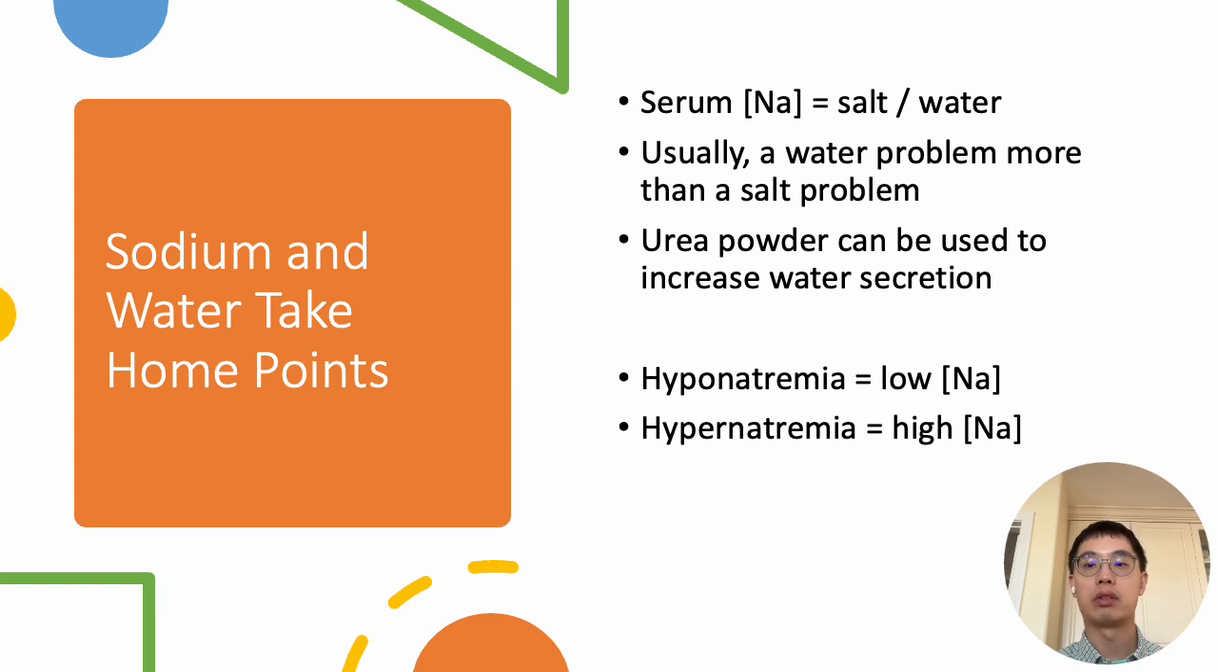Let's recap on what we've learned so far about sodium and water. Always remember that the electrolytes we are dealing with are a concentration. Hence, the serum sodium levels represent the amount of salt divided by the amount of water in our body. And usually, our total body water is a good estimate for the amount of water. Remember that sodium issues in our body is mostly a water problem more than a salt problem. So many of our treatments for sodium issues involve either giving more water or trying to get rid of water in the body. We also briefly went over the way urea can be used as a diuretic to increase water secretion from the body.